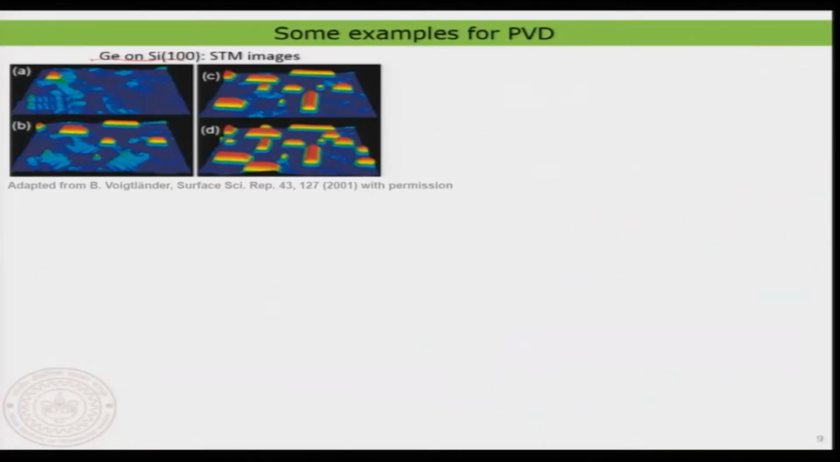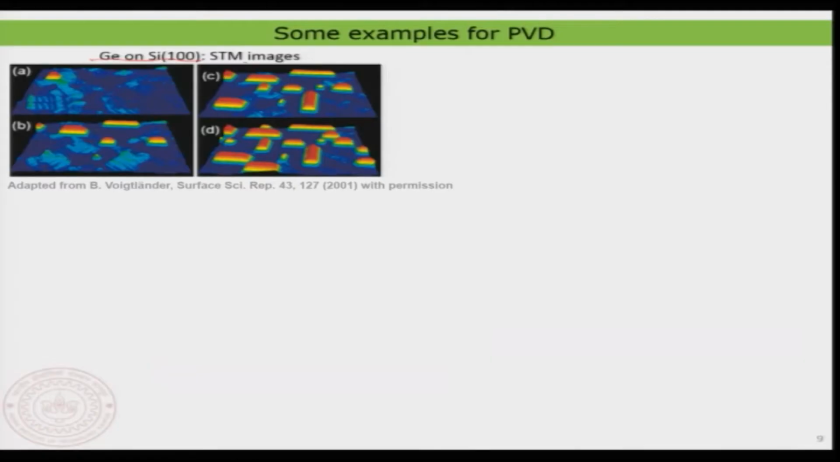Now let us take a few examples and try to understand a few aspects of it. What I am showing you is germanium deposited on a silicon 100 surface. Now you see something interesting is happening. Now we are getting close to real examples. Silicon 100 surface. By now you all know how a silicon 100 surface looks. It is a 4-fold symmetric surface.